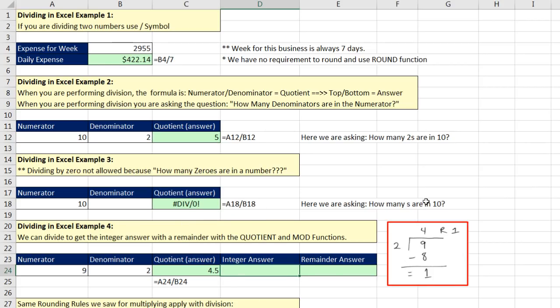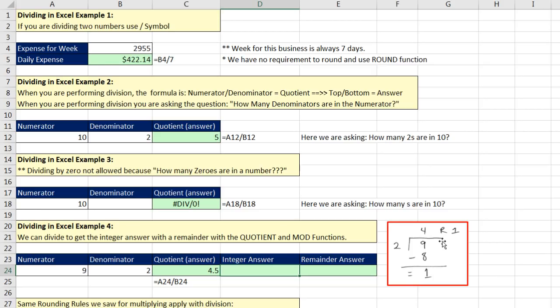But if we remember doing division the longhand way, how many 2's are in 9? Well, I'm counting on the fingers, and there's not an exact amount. But I know that there's 4 of them. 4 times 2 is 8. I subtract. I get a remainder of 1.